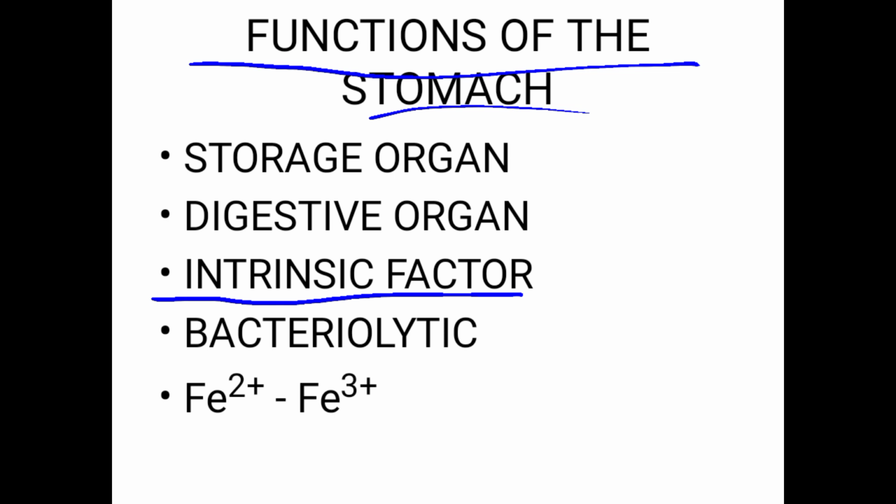Then bacteriolytic. Lytic means lysis, to destroy. It produces acid, HCl, which is acidic in nature. Whatever bacteria or microorganisms enter through the food get killed by HCl because of its acidic action. The last one: it helps in the conversion of Fe3 plus into Fe2 plus, so that only then the iron gets absorbed in the small intestine. These are the main functions of the stomach.